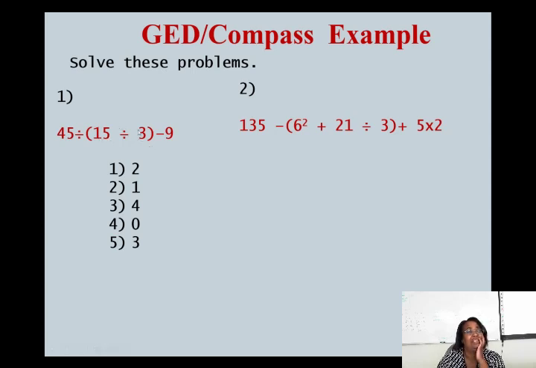Fifteen divided by 3 is 5. And then 45 divided by 5 is 9. 9 minus 9 is 0.